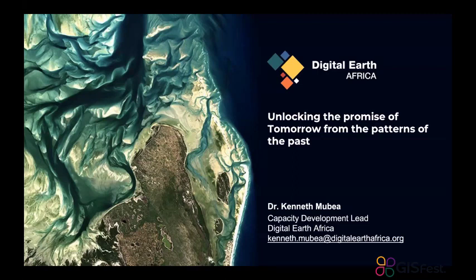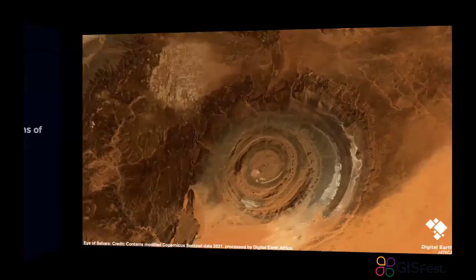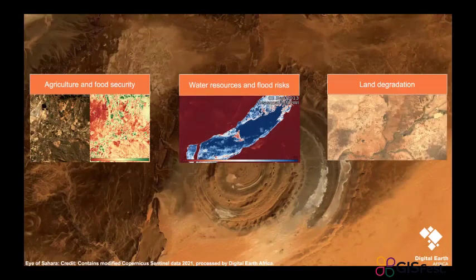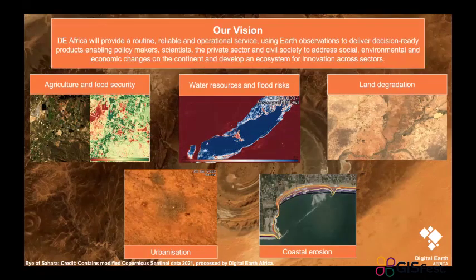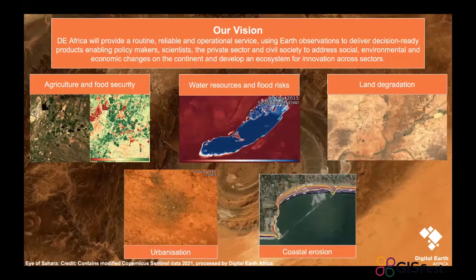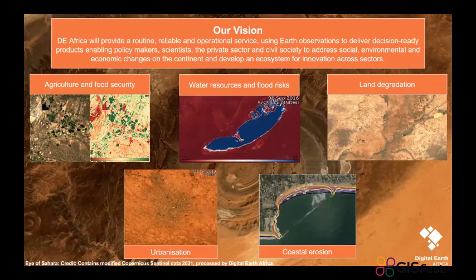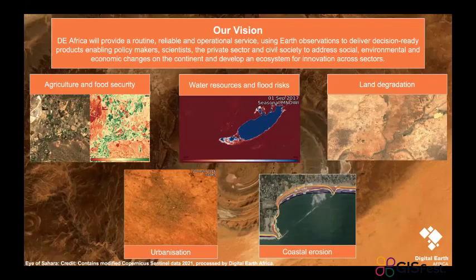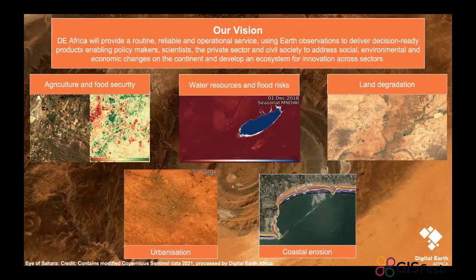So to get you started, our theme here is to unlock the promise of tomorrow from the patterns of the past. That is actually possible based on our mission, where we are supporting all these critical areas: agriculture, food security, water resources, land degradation, urbanization, coastal erosion, name it. So the platform is here to enable people to access analysis-ready data, from policymakers, scientists, young people like you, to be able to support the various critical areas in these different thematic areas.